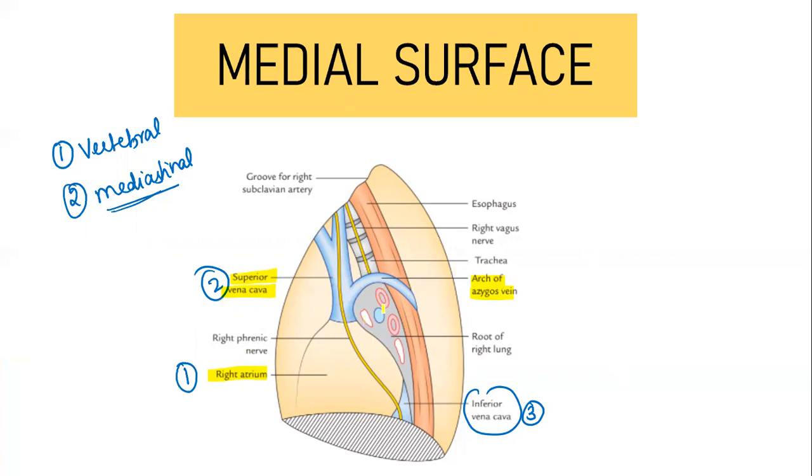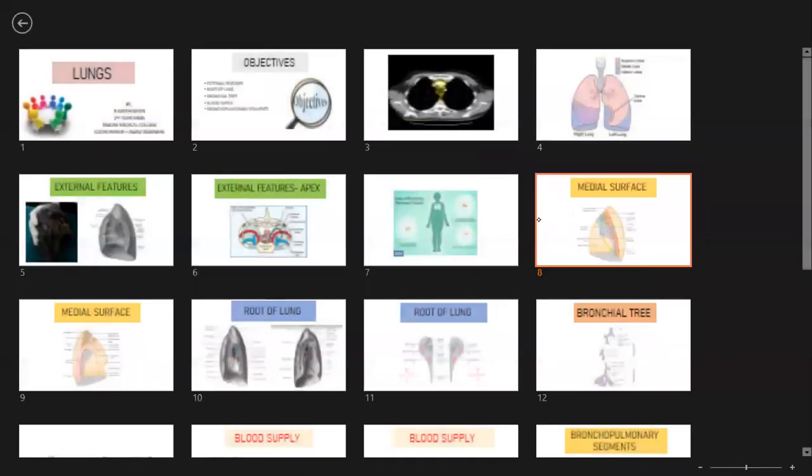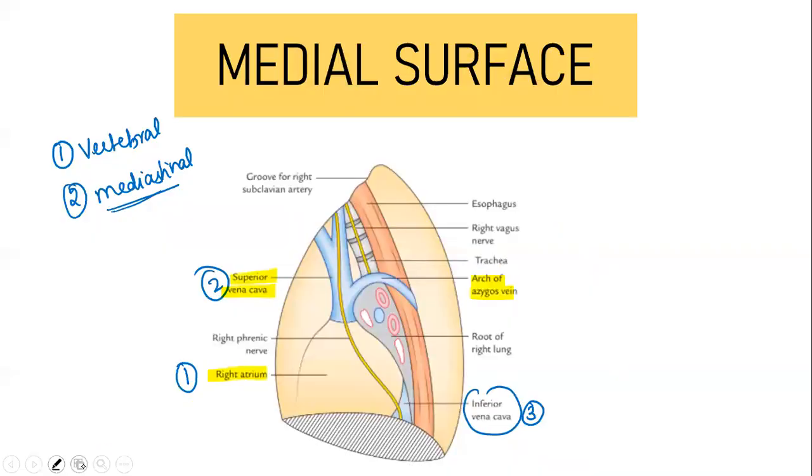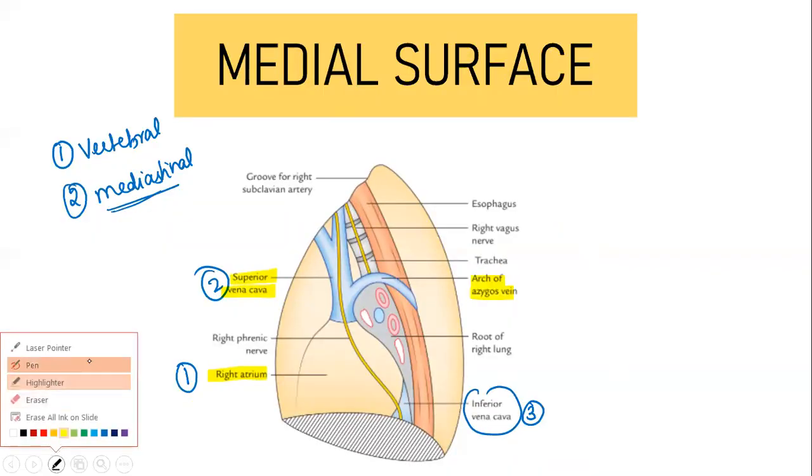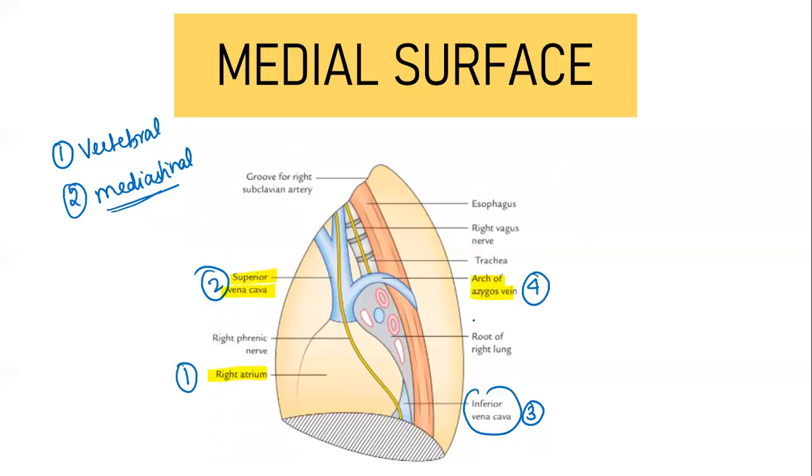So on the right side of the lung, yes, you have got the arch of azygos vein that forms the impression on the lung, right? Yes, it forms the impression on the lung. So this is the fourth structure. Then along with that, I have got the groove for right subclavian artery.